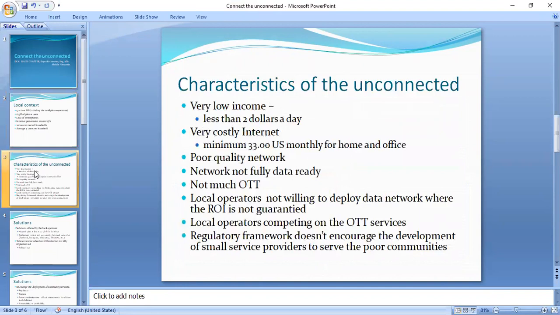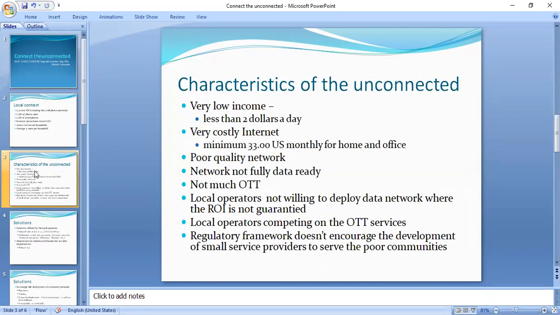But what characterizes those unconnected people? One thing we will agree upon is that those people have very low income. Particularly, they are living with less than $2 a day. With $2 a day, those people are more inclined to spend on very basic needs like food and drinking water than anything else.